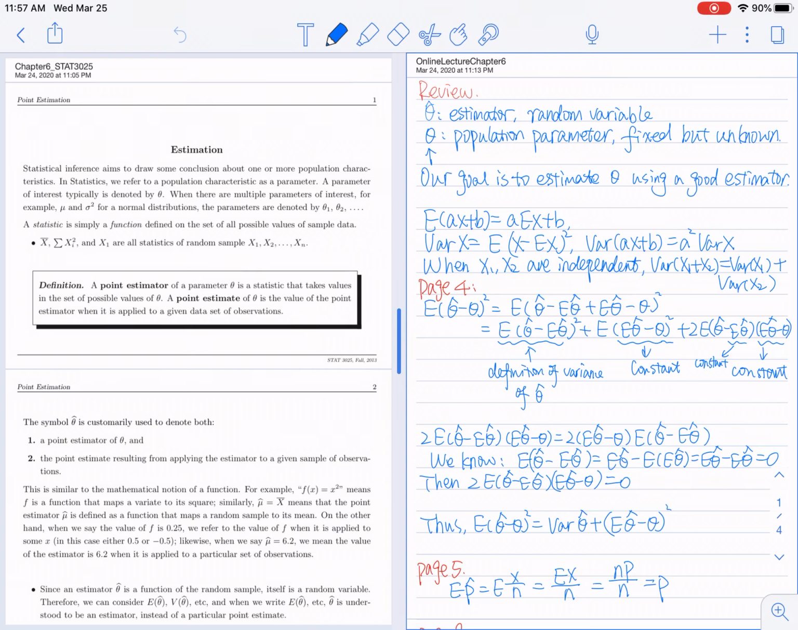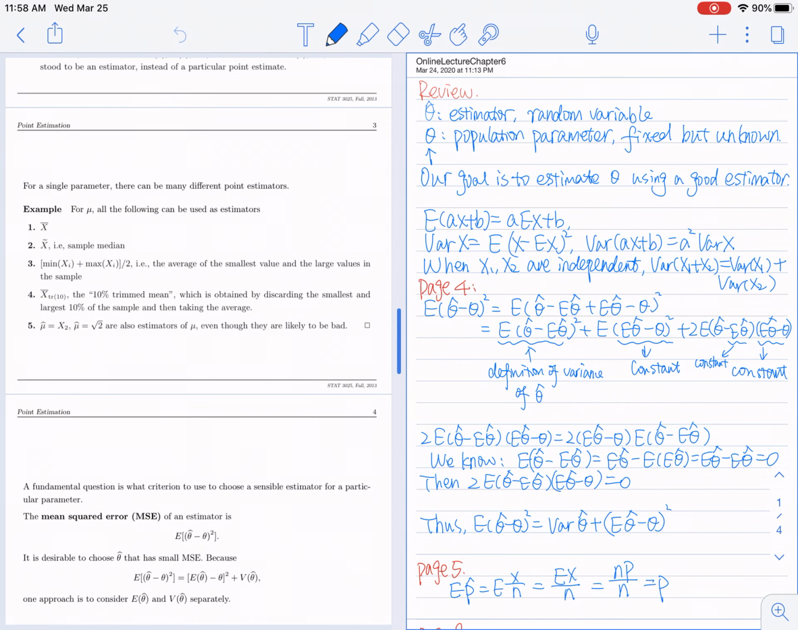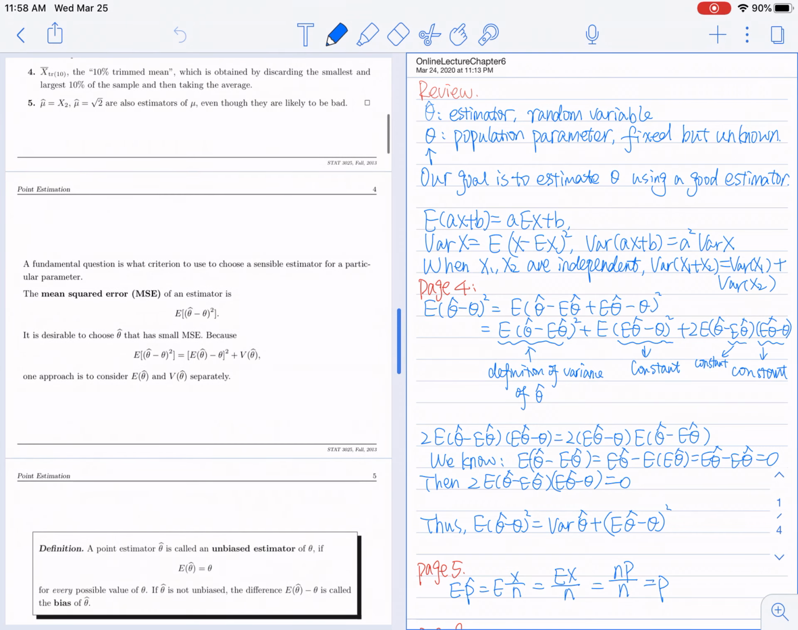So for this week's 2 lectures, we are going to finish Chapter 6. It is about estimation. Before spring break, we talked a little bit about estimation. And in page 4, in order to estimate a population parameter, mu, we gave 5 examples of estimators. And a fundamental question is what criteria to use to choose among them.